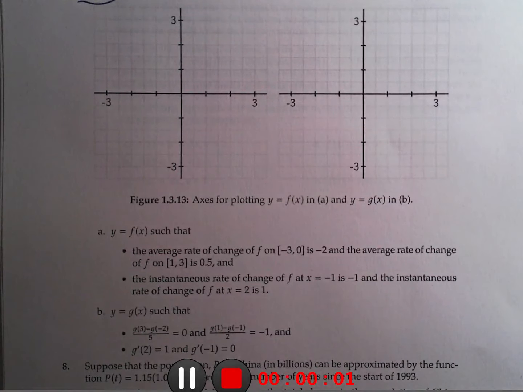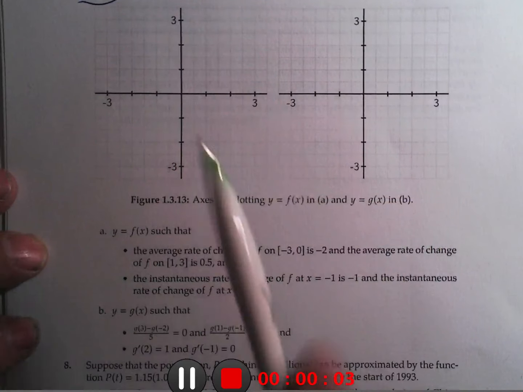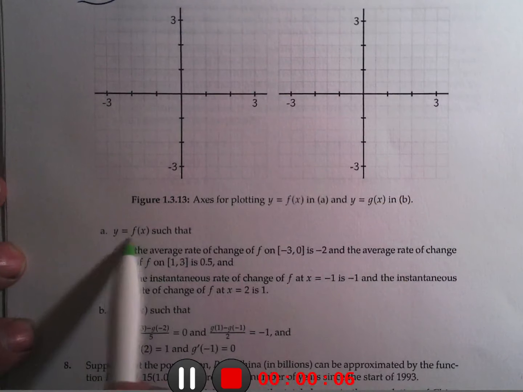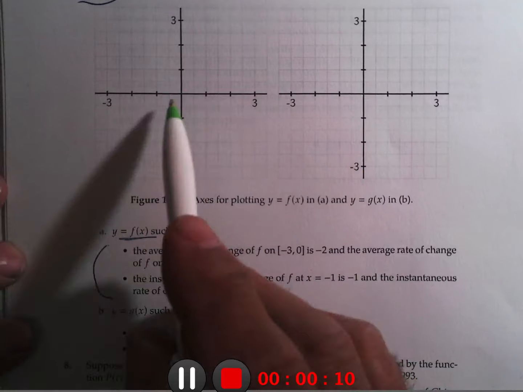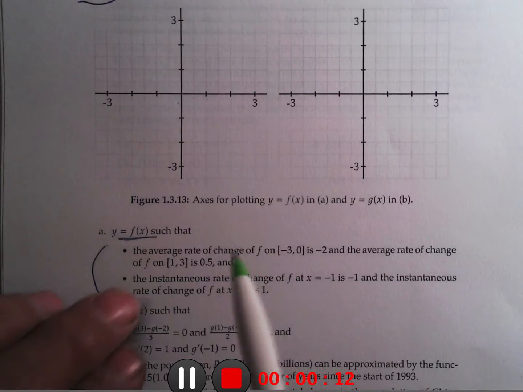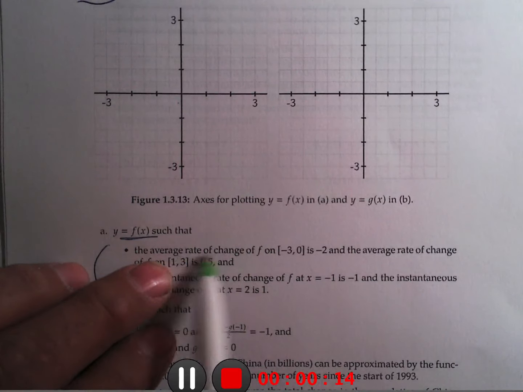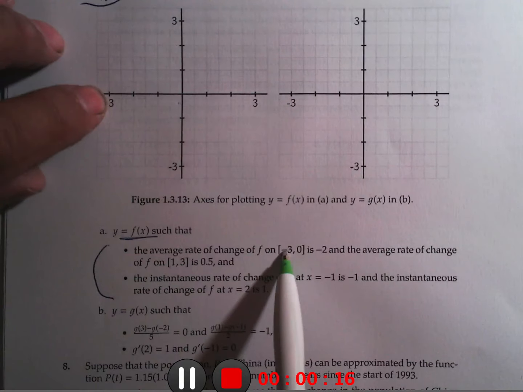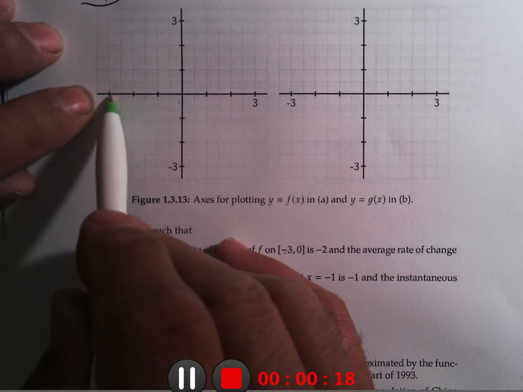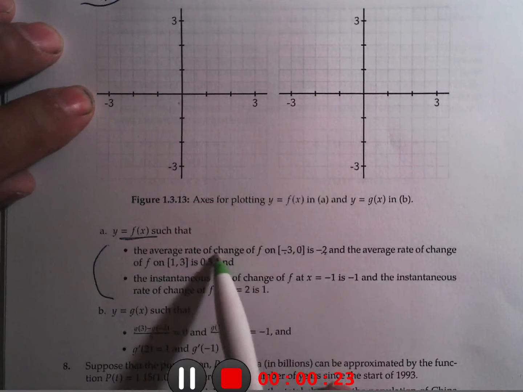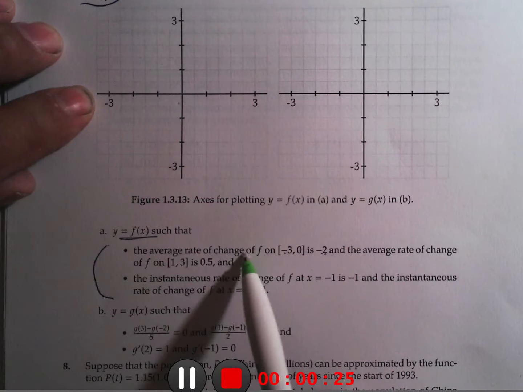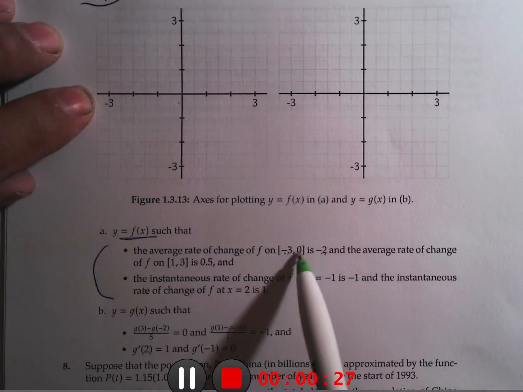7, we're supposed to draw f of x that has these characteristics on this graph. So the first one is the average rate of change from -3 to 0. -3 to 0 is a -2. Average rate of change is the slope of the secant line. From -3 to 0 is -2.